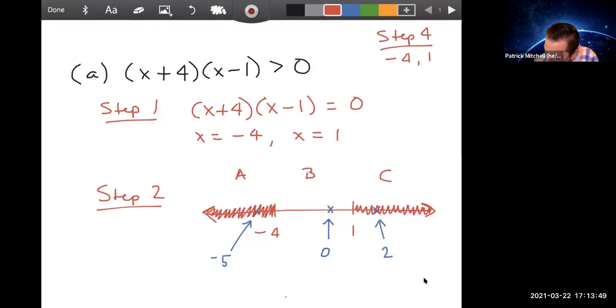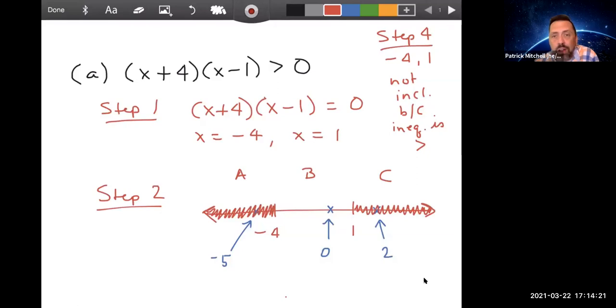-4 and 1 are not included because the inequality, I hope you can put up with all of my abbreviations, is a greater than as opposed to a greater than or equal. If you were to put either one of these numbers, -4 or 1, into the original inequality, what would come out would be 0 is greater than 0. 0 is greater than 0 is false, okay?